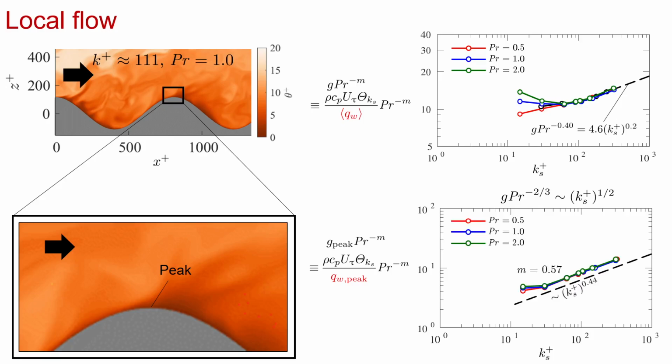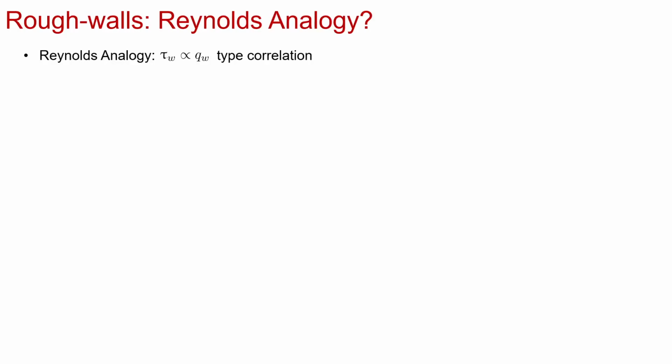What we can now see is a behavior now beginning to more closely favor the predictions of Owen and Thomson and Yaglom and Kader for ks+ to the half, as opposed to the quarter power for the global heat transfer. And moreover, a Prandtl number exponent m that is also beginning to resemble the 2/3 that we'd expect for a Reynolds analogy type prediction. So much of this now prompts questions regarding the validity of Reynolds analogy for rough walls.